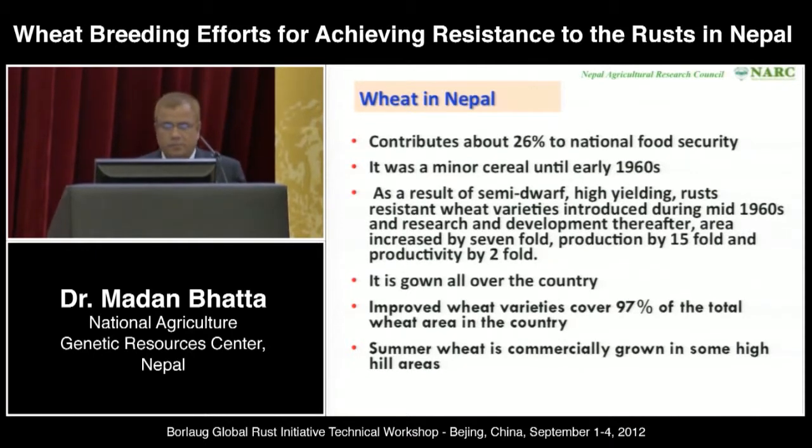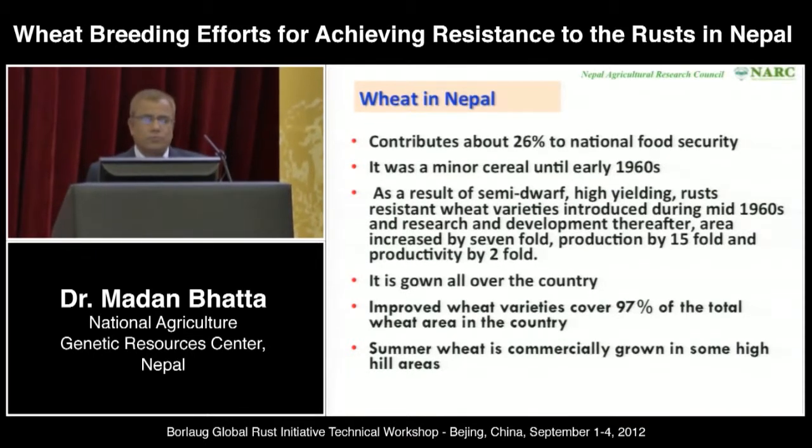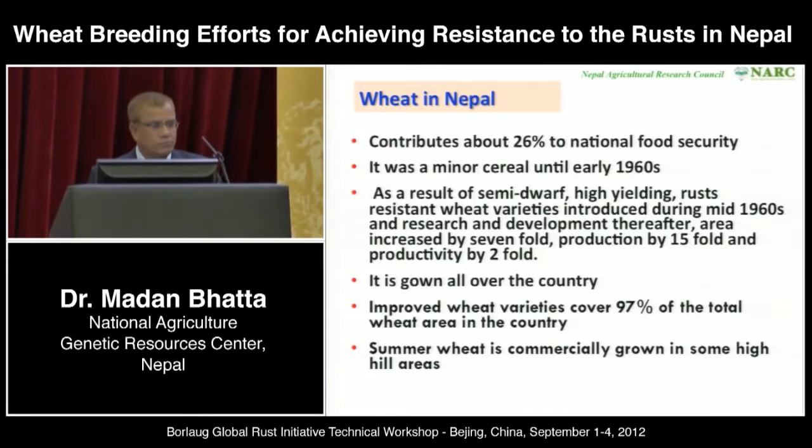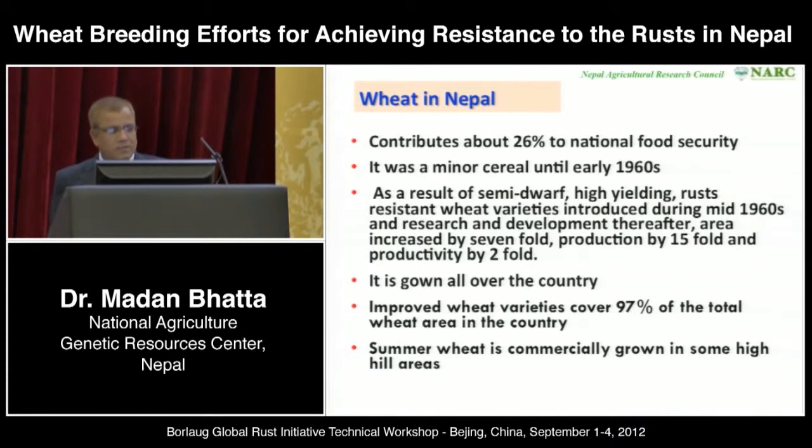Wheat is one of the staple cereals that contributes around 26% to national food requirements. It was a minor cereal until the 1960s. As a result of semi-dwarf wheat varieties introduced during the mid-60s from CIMMYT via India, the wheat area has increased by 7 times, production by 15 times, and we doubled the productivity since 1960.